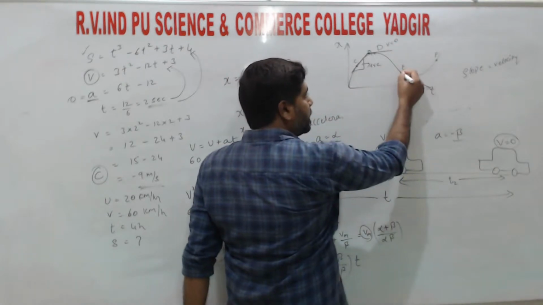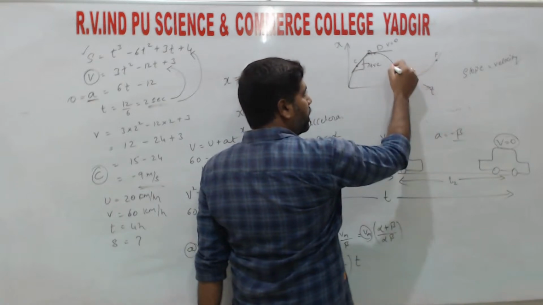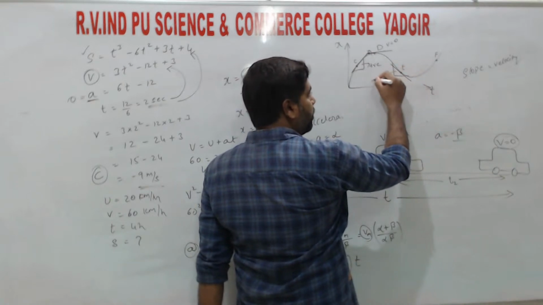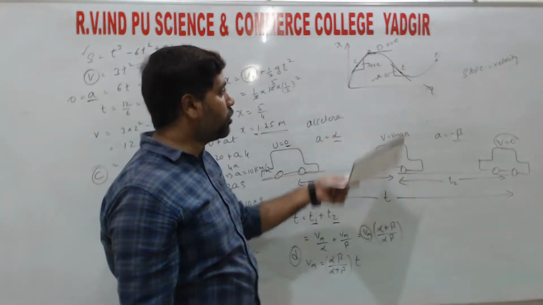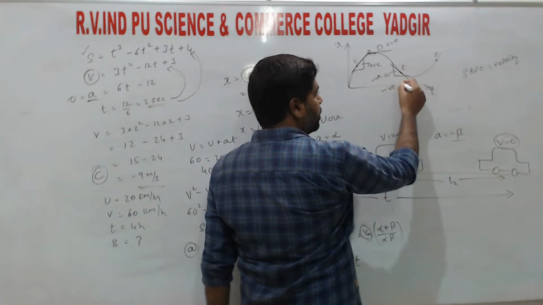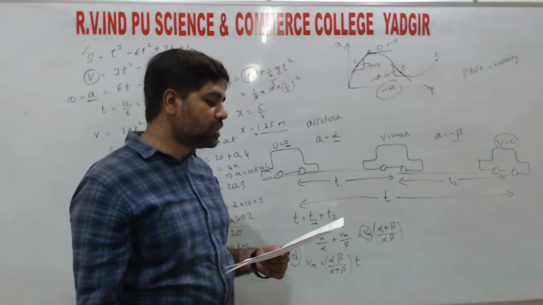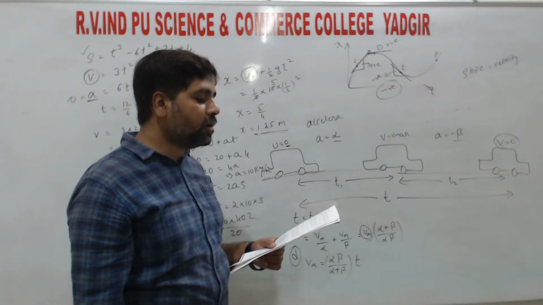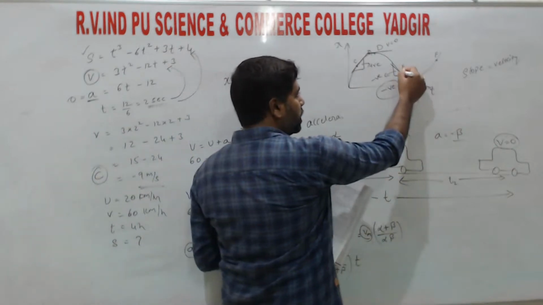So again at E, if we draw the tangent or the slope at this point, here we are getting the negative slope, right? Since the slope is negative, the instantaneous velocity is also negative, right? So the answer is at E we are getting the negative instantaneous velocity, right? So at point E it is negative.